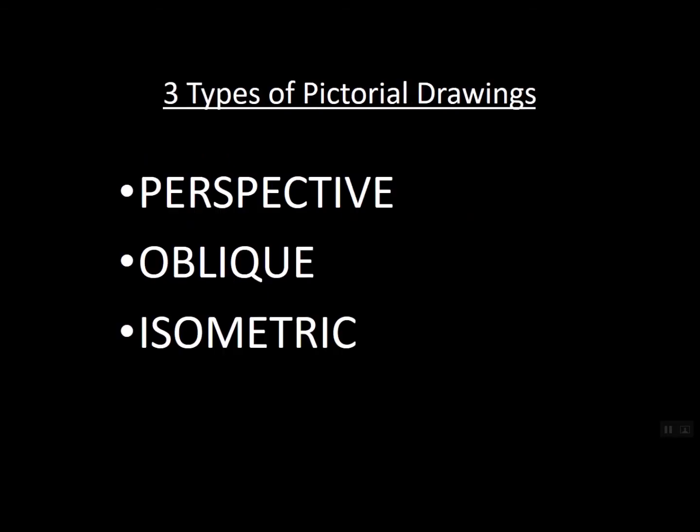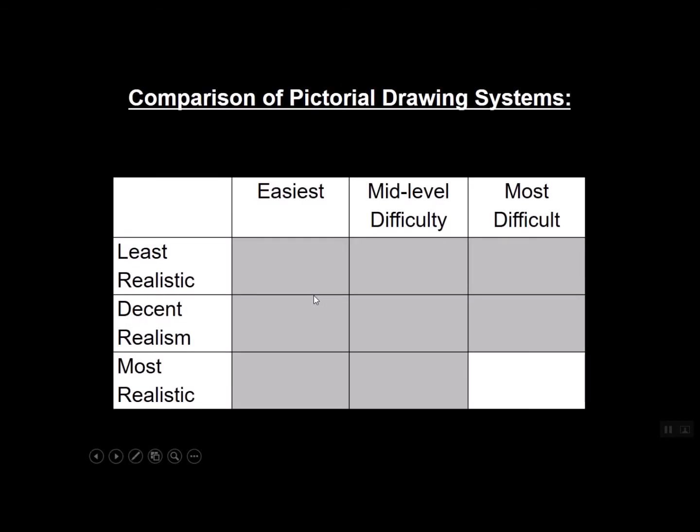There are three types of pictorial drawing styles that we're going to talk about. And again, you don't have to know how to do all three, but you do need to be able to identify all three. Okay, and I've got a little chart here that you can go and work with and fill in on your guided notes that goes along with this, because some of these are very easy to create. Some of these pictorial styles are very easy to draw, and some of them are more difficult. So I've got a gradient here that goes from easiest to mid-level difficulty to very difficult. Now, there are also some styles that are very realistic when they are done.